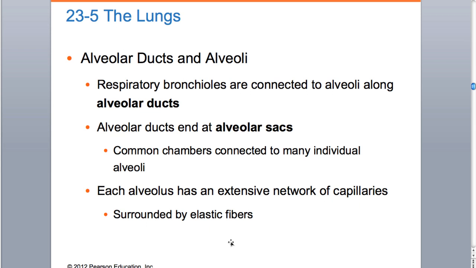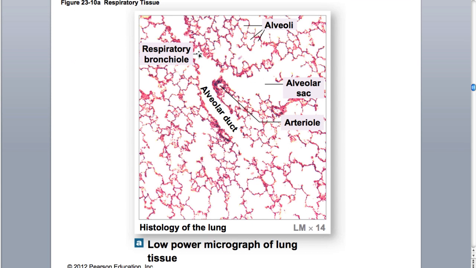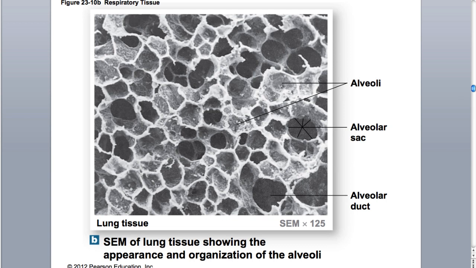Alveolar ducts. I really don't care too much about this, but I only care really about that last line, surrounded by elastic fibers. And that will play a role later. Okay, so not too much about this slide except that last bullet. Next slide. Here's another view of it. Next slide. Here's a better view showing you the sac itself and then the alveolar indentations.